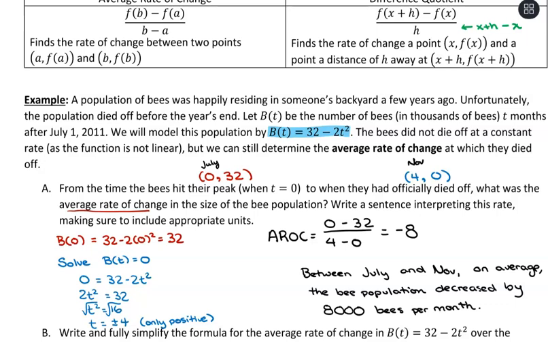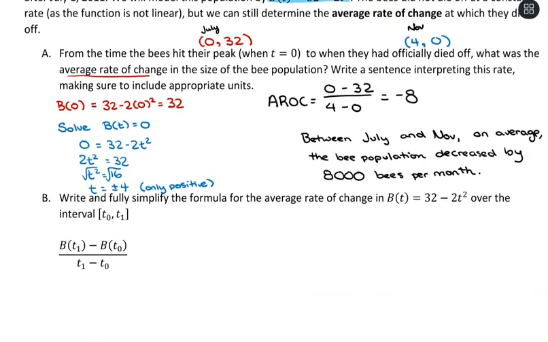So we have a rate of change here of bees per month. It's decreasing because it came out to be negative. And then with these average rate of change, we just want to make sure that we mention that this rate of change is on average across this interval. So that right there, average rate of change question, application of that. So now what we're going to do is get some notation going.